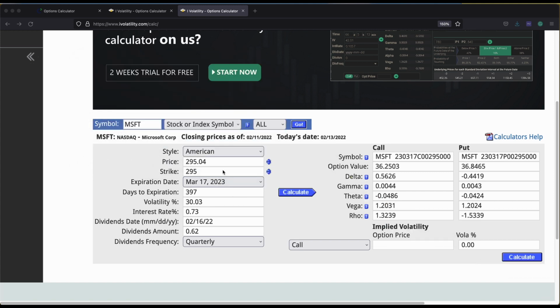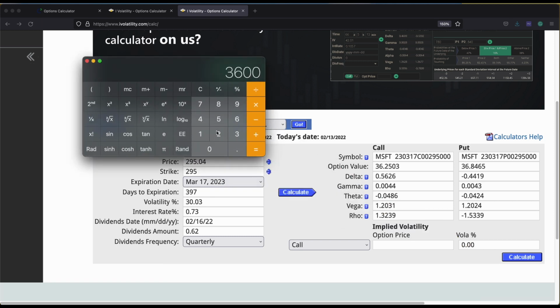Now, if after that particular year the stock price is below 295, you lose your $3,600. If at that point your stock price is above 295, your total gain is basically the stock price minus 295. Since you are paying $36, the effective break even is 295 plus 36. That means if the stock is below $332, you will be at a loss.